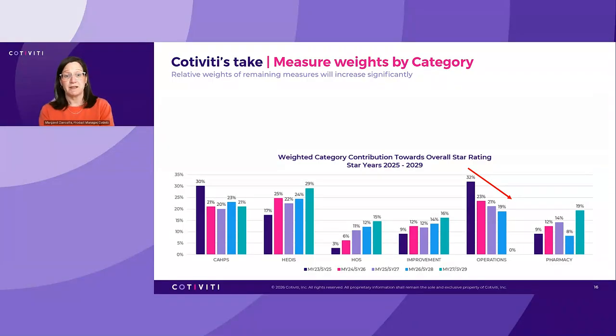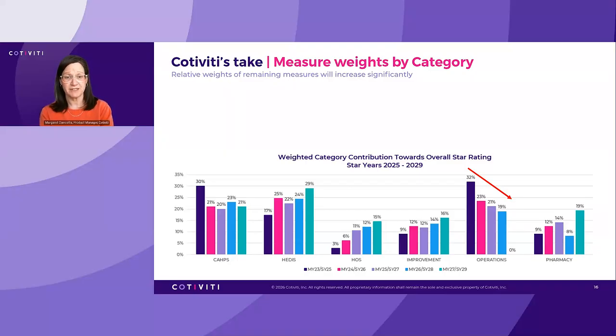So this chart groups the measures in the star ratings program by category: CAPS, HEDIS, HOS, etc. For each category, I'm showing two things. One, each star year is represented by a different color bar, starting with star year 2025 on the left and 2029 on the right in the teal. Two, those percentages on top of the bars show how much weight each category contributes to the overall star ratings pie in the given star year. So both the number of measures and the weight of those measures affects each category's contribution.